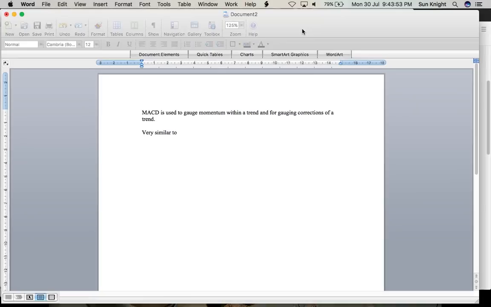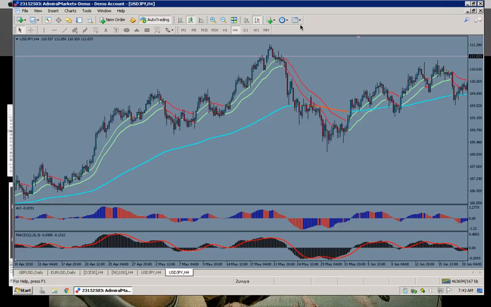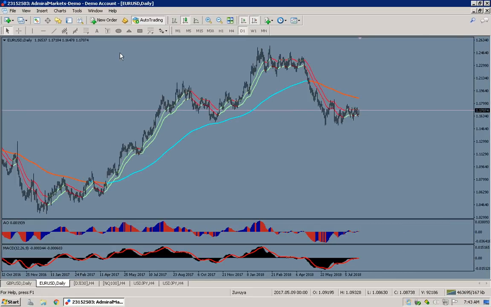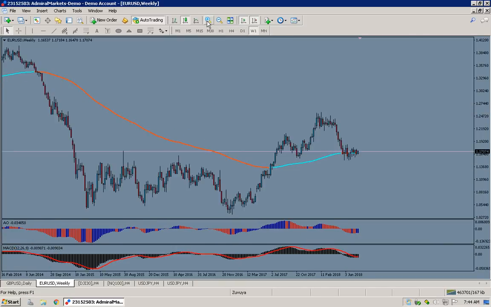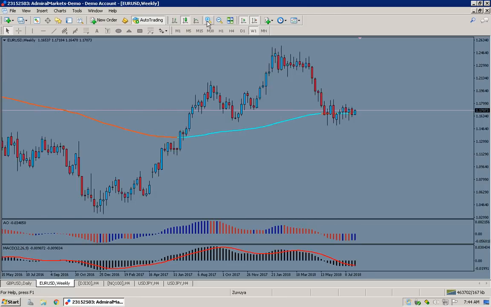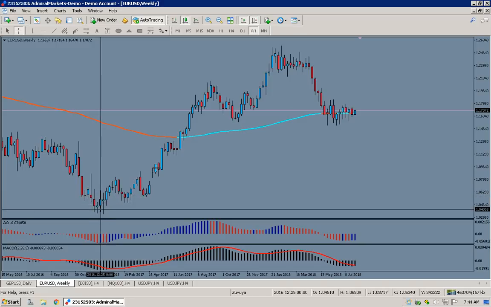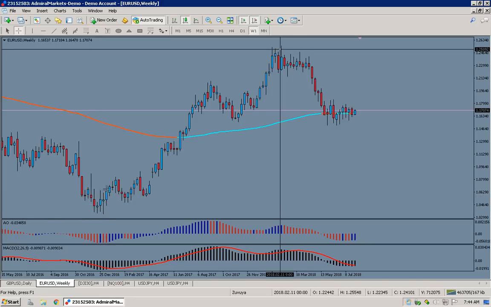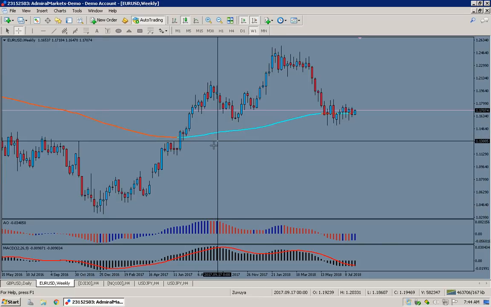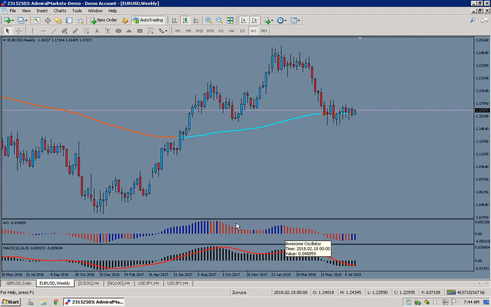And if we now go back to our chart, in this case I will go to the euro-dollar chart to show you what I mean. In fact, I'll go quickly to the weekly chart, because this uptrend we had from 2017 to 2018 is a beautiful example of a 5-wave Elliott wave structure, and of how the awesome oscillator is a great guide for that.